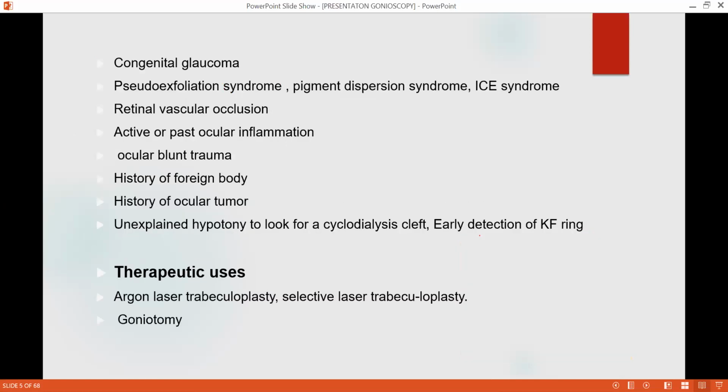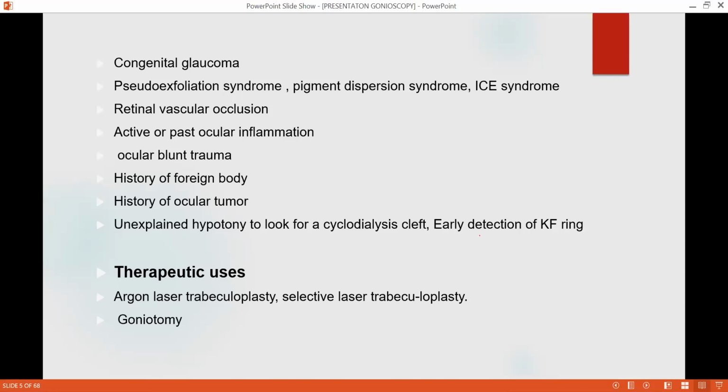Other indications are congenital glaucoma, pseudoexfoliation syndrome, pigment dispersion syndrome, ICE syndrome, and retinal vascular occlusion, where you can see new vessels in the angle. In case of active or past ocular inflammation, you can find peripheral anterior synechiae in the angle. In ocular blunt trauma, you may find a recession of the ciliary body or angle recession glaucoma. If there is a history of foreign body, there may be a small foreign body lodged at the angle that can also be seen with the gonioscope. In cases of ocular tumor and in cases of unexplained hypotony, you should look for a cyclodialysis cleft.